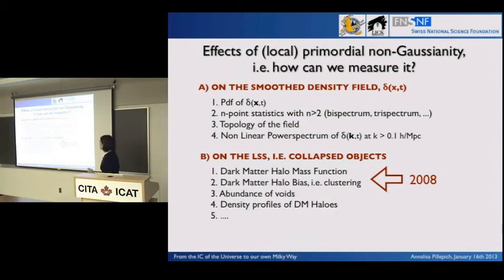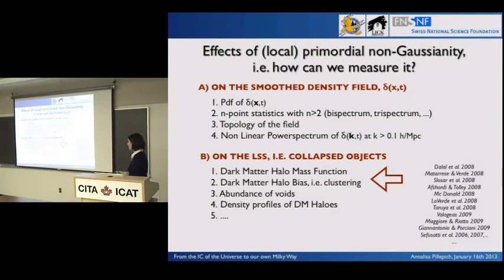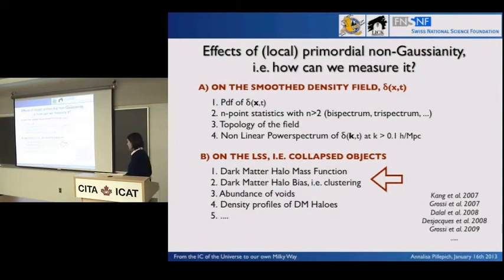But what I want to focus on now is the effects of primordial non-Gaussianity on the large-scale structure, so on the collapsed objects at redshift 0, 1 or 2 today. This is because in 2008-2009, when I started to do my simulations, it came out that the effects of primordial non-Gaussianity are super cool on the bias of the matter halos, and I will show you how. If you have to remember a reference, I would remember Dalal et al. 2008, plus a series of numerical works.